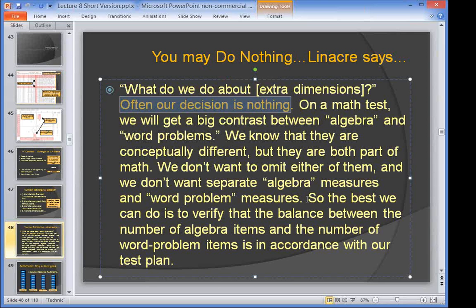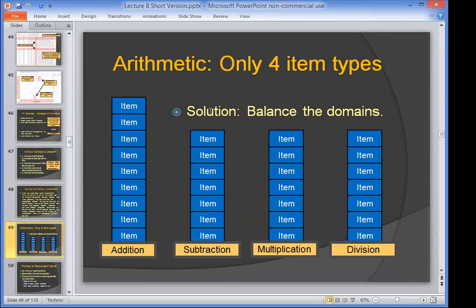What are you going to do about that? And according to Mike, the answer may well be nothing. You just want to make sure that the various parts of the instrument are balanced. So the situation would be something like this. Maybe you find that your addition items soak up a lot of the variance in the first contrast. So maybe you want to delete a couple of items from your addition and just make sure everything is balanced.